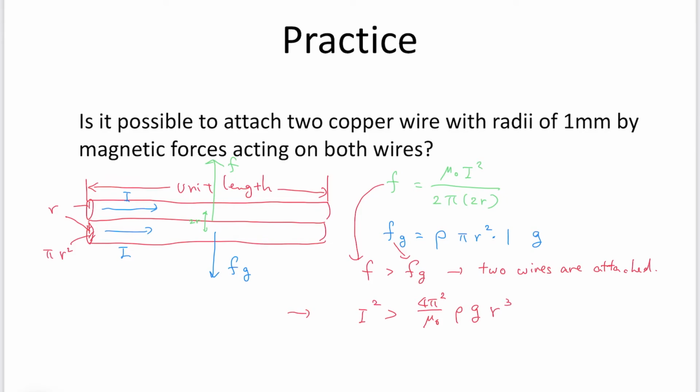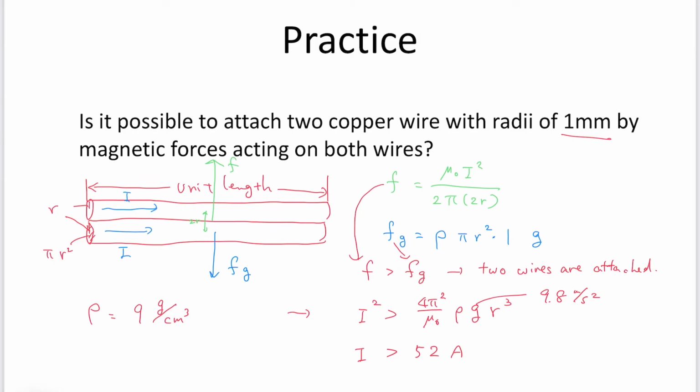For r, you can substitute 1 millimeter. And rho is the density of copper. It's about 9 grams per cubic centimeter. This is the material density of copper. Then g is 9.8 meters per square second. Then if you substitute these numbers, I has to be larger than 52 amperes.